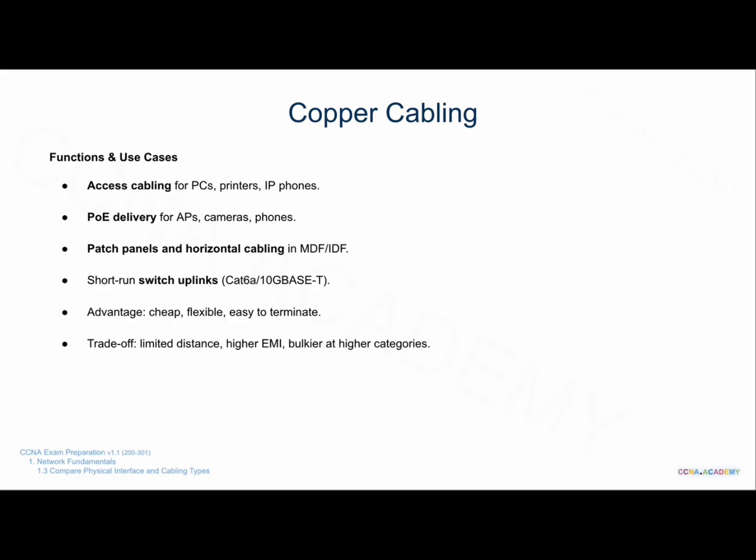It is the most common cabling inside buildings, used in patch panels and wall drops. While limited for long-distance backbones, copper excels in affordability, ease of deployment, and PoE functionality, making it the default choice for access networks.